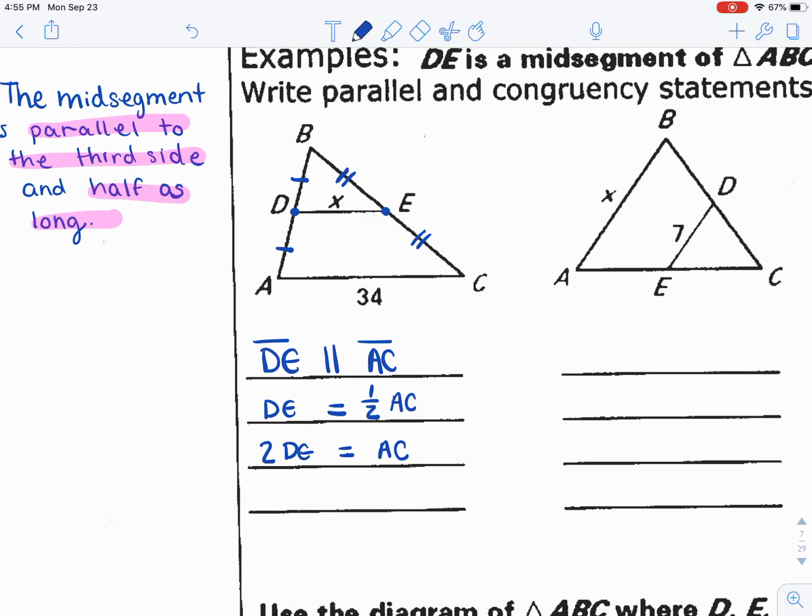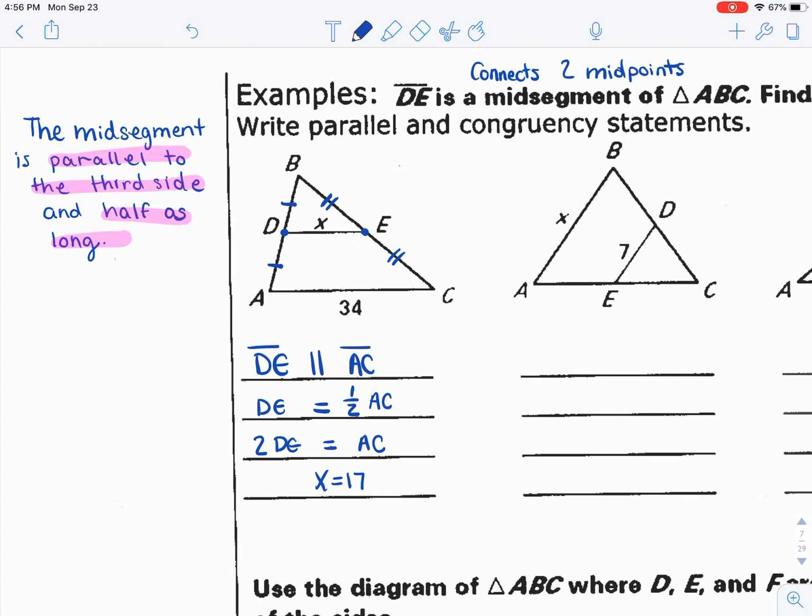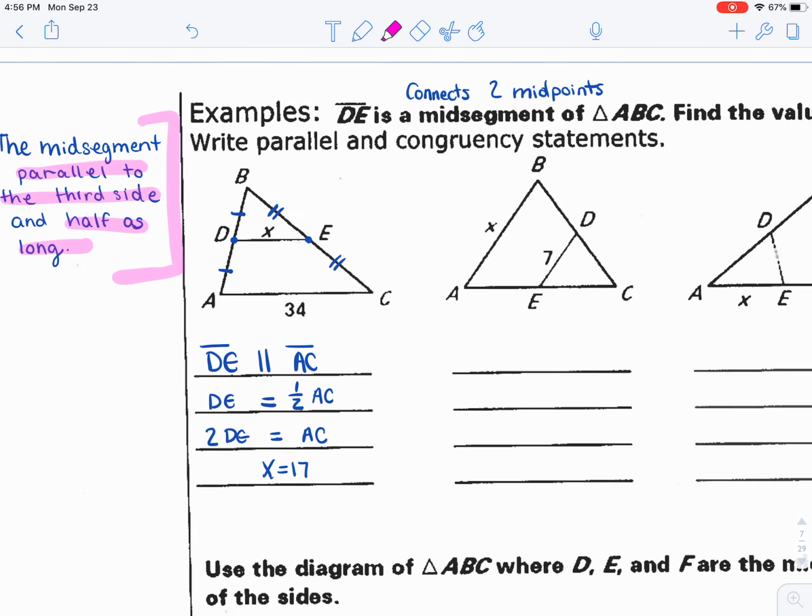So let's solve for x. If x is half as long as AC, that means 2 times our x equals 34. You have to think about what times 2 equals 34. Well, it would be 17. X equals 17. Now let's apply this theorem again for the next problem.